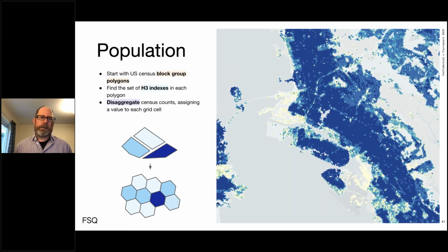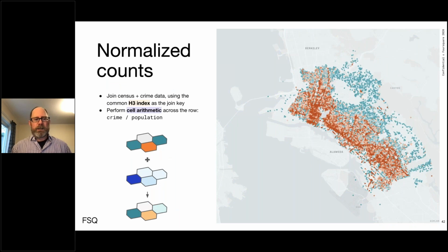So here we are taking census block groups, and we have disaggregated those block groups into H3 cells, weighting in general by the amount of a block group that fits within a cell. And now we have census data that's at the same unit of analysis as our crime data. We can stick these things together and do cell arithmetic, where within each cell you perform some calculation. And now you can normalize by population simply by dividing the crime numbers by the population.